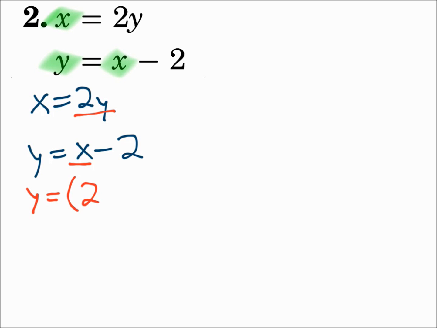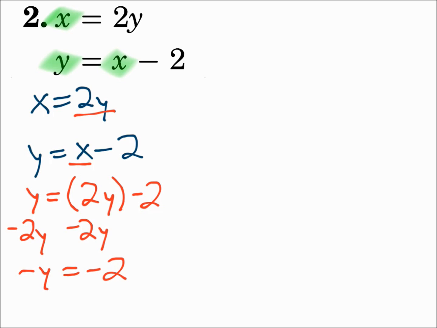y equals 2y minus 2. I just substituted 2y in for x in the other equation. Now solve that equation. Get the y's on the same side. We can move them to the left by subtracting 2y from each side. On the left, y minus 2y is negative y. On the right, the 2y's cancel and leave negative 2. We can divide both sides by negative 1, and y is 2.